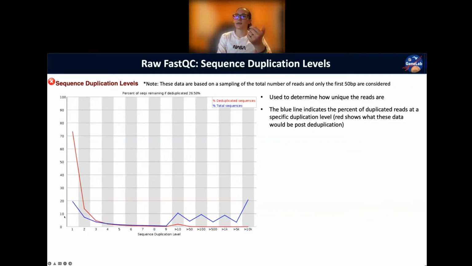The percent of all sequences. Again, it's not all the sequences that we have, it's just the percent of the ones that this algorithm evaluated, which is only about 200,000 reads. The red shows what these data would look like post deduplication. So if you were to run deduplication just based on the read sequence itself, what you would see is what's in the red line. So duplication, right, can be either biological or technical in origin.